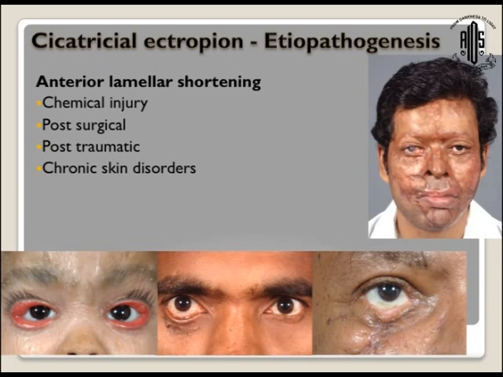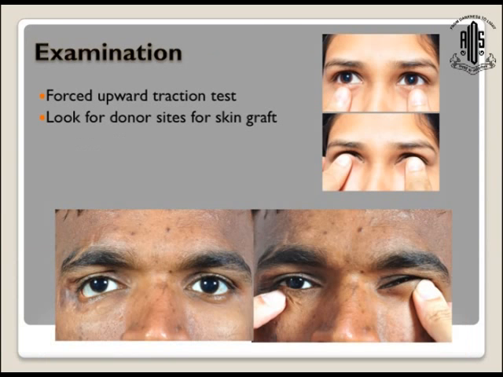In cicatricial ectropion, you could have chemical injuries which can cause the ectropion, or it could be due to excessive excision of skin following procedures like blepharoplasty, especially in the lower eyelid. It could be post-traumatic, or it could be due to certain chronic skin disorders like ichthyosis.